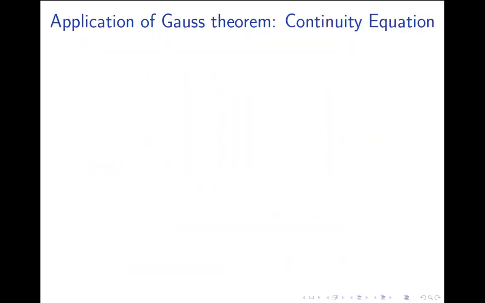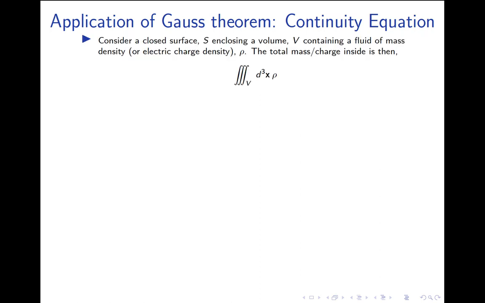Okay, the final thing which we want to review is the continuity equation. This is a very important consequence of Gauss theorem, and it has some physical importance. As I said, all conservation laws are continuity equations that are expressed mathematically in the form of a continuity equation.